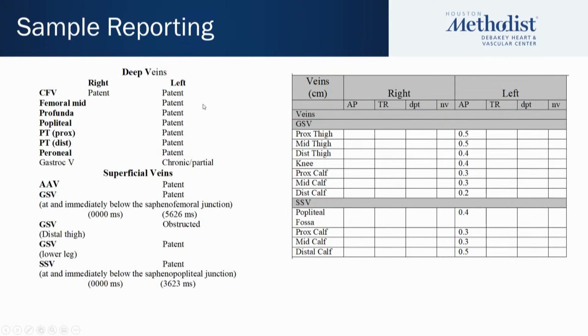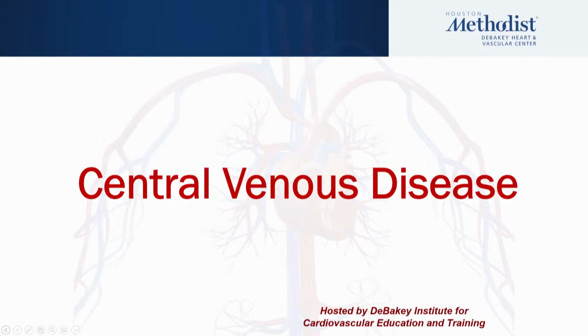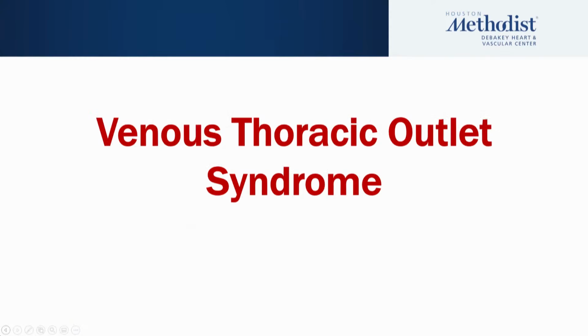And again, on the reflux studies, as we showed earlier, we want to document patency of the vessels. We want to document the time for reflux and whether the veins are obstructed or not, and also the size. The diameter is very important. So 3 key elements of the venous exam. Venous compressibility, you do that in 2D. Color flow, waveforms, you want to look for spontaneity, phasicity. We want to see if venous flow does augment proximal distally with augmentation. You want to see if the flow is pulsatile or not, or arterialized, and we also want to document the patency of the vein.